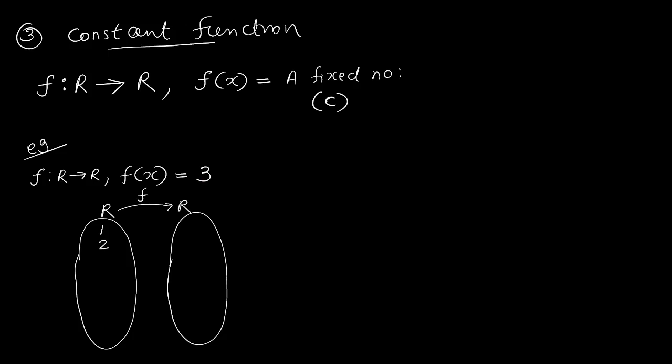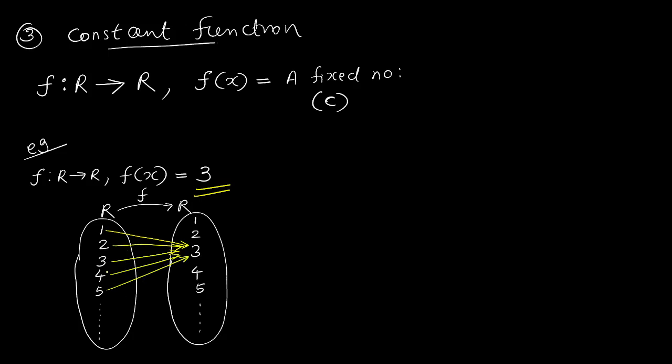Real number means 1, 2, 3, 4, 5. After explaining the graph, you can ask me doubt. F of x equal to 3 means the image of x is always 3. F of x must be a fixed number. Image is always 3, meaning that 1 has image 3, 2 has image 3. Every element has image 3.